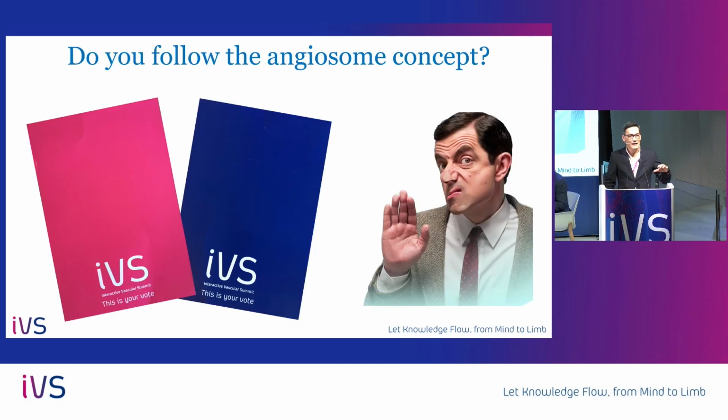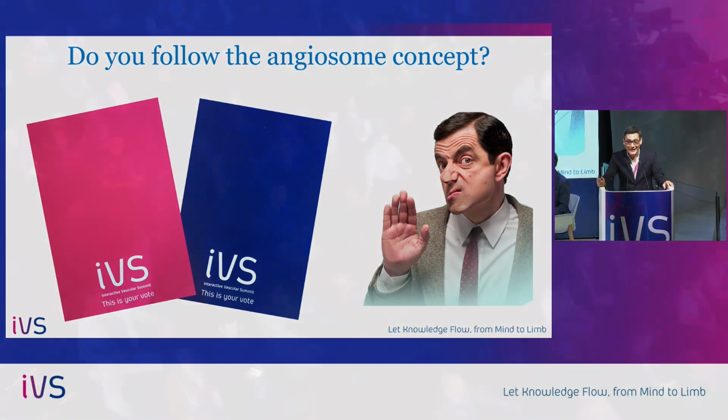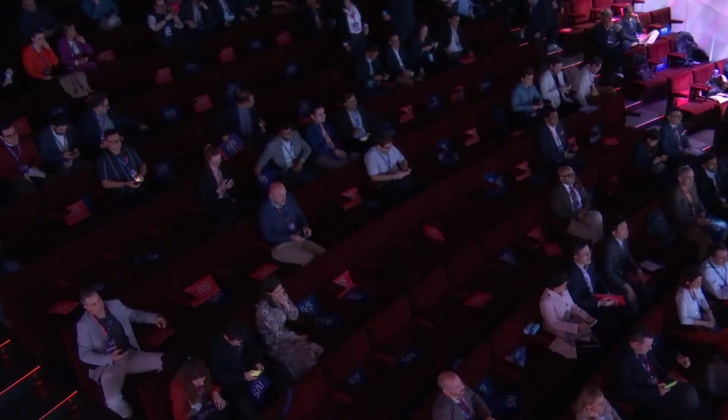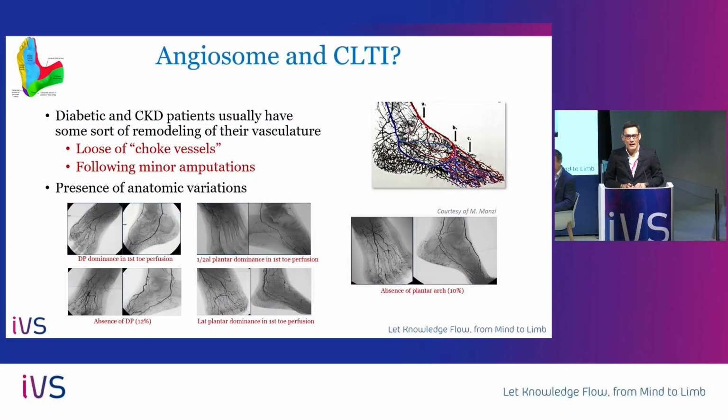And let me start by asking you, how many of you are still following the angiosome concept? So red one, yes. Blue one, no. Oh, a lot of followers. Okay, so let me tell you that I'm not fully convinced about the angiosome concept, mainly because the majority of our patients are diabetic with chronic kidney disease, and this causes a sort of remodeling of the vasculature, which entails a loss of the choke vessels, usually following minor amputations.